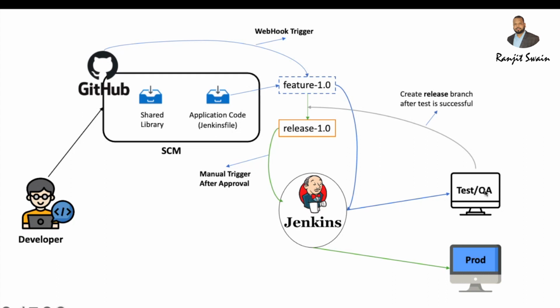So once this is a success, what will happen? Then it will create a release branch, after the test is successful. So when you feel like the test is completely okay, and all the applications whatever the developer has built are perfectly fine for us, then they can easily merge that branch to the new branch, the release branch. And that release branch, once we merge, will automatically get triggered by webhook, but there will be a manual approval.